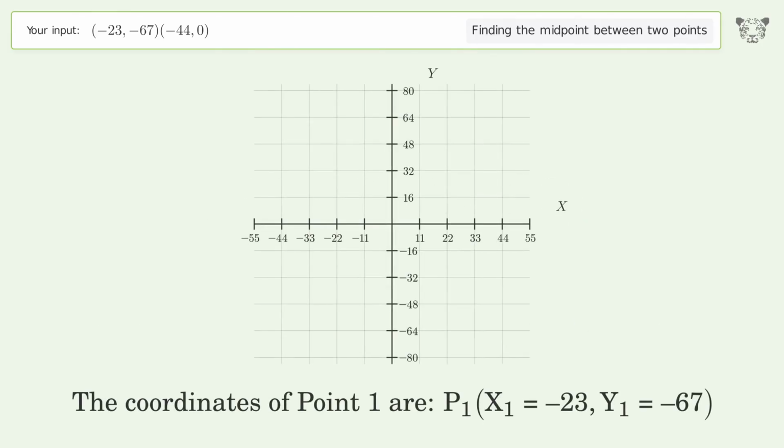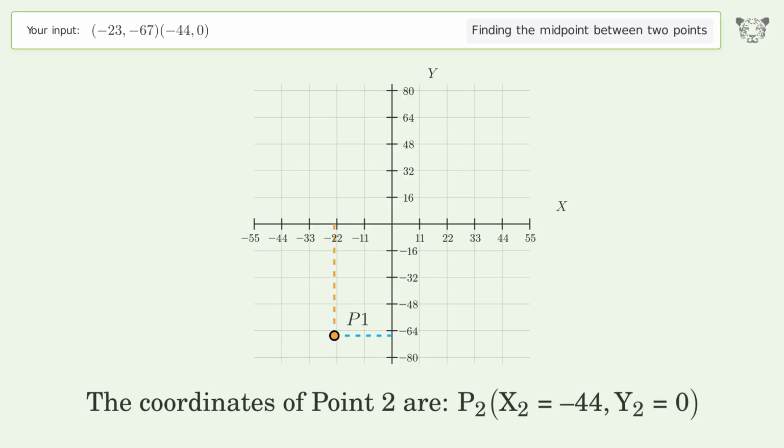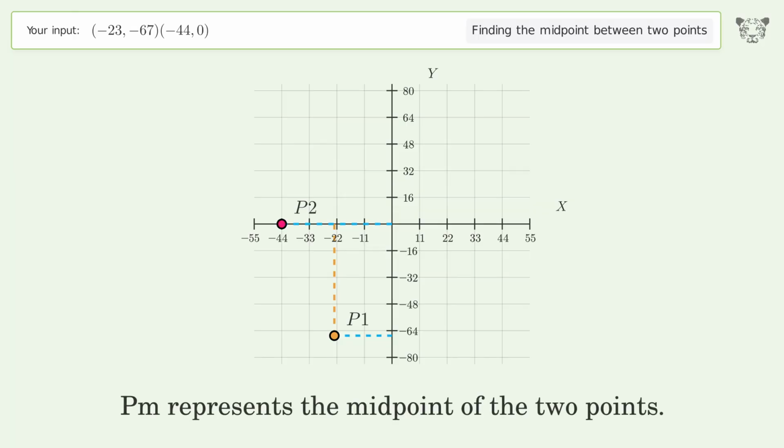The coordinates of point 1 are, x1 equals -23, y1 equals -67. The coordinates of point 2 are, x2 equals -44, y2 equals 0. PM represents the midpoint of the 2 points.